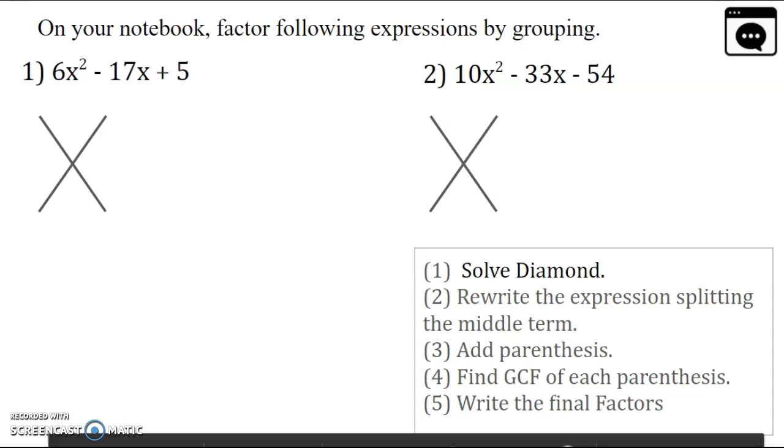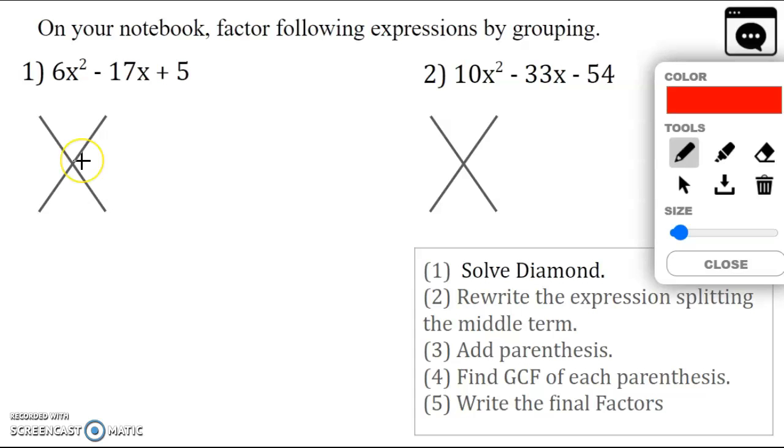So 6x squared minus 17x plus 5. What do I need to put at the top? The 6 times positive 5 is 30. And the middle term is negative 17. So we're looking for two numbers that multiply to 30 and add to negative 17. Well, 30 is 6 times 5. If I add those two, I get 11. That's not going to help me.